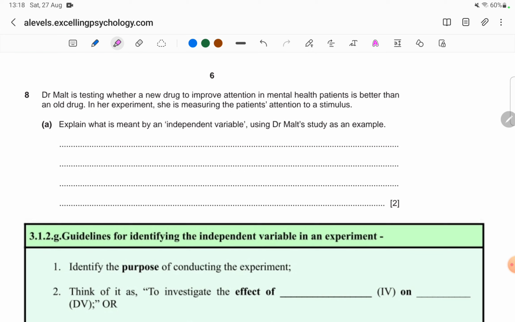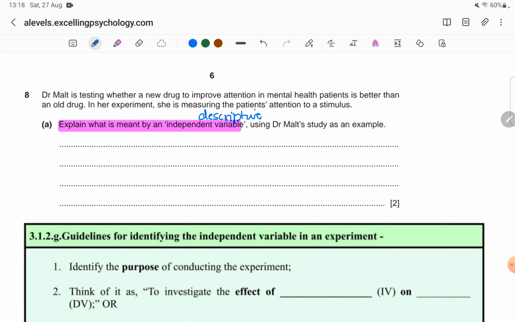The wording of the question given here is slightly different, but the task we are required to do is exactly the same. We have to identify what is the independent variable in Dr. TM's study. The question that has been added before that is a purely descriptive question. So we'll get 1 mark for this descriptive part, but 1 mark we'll get for our application.